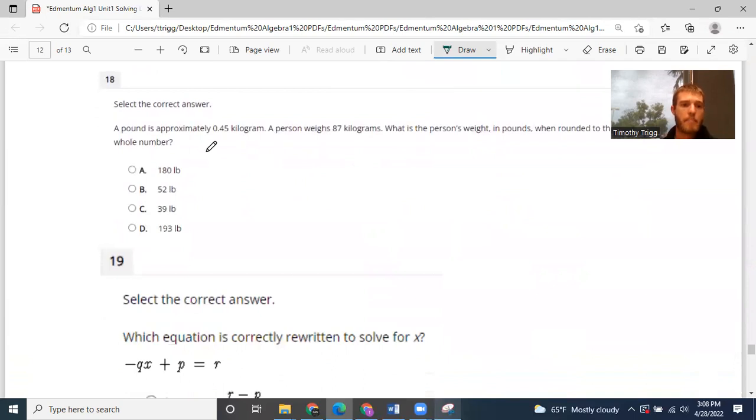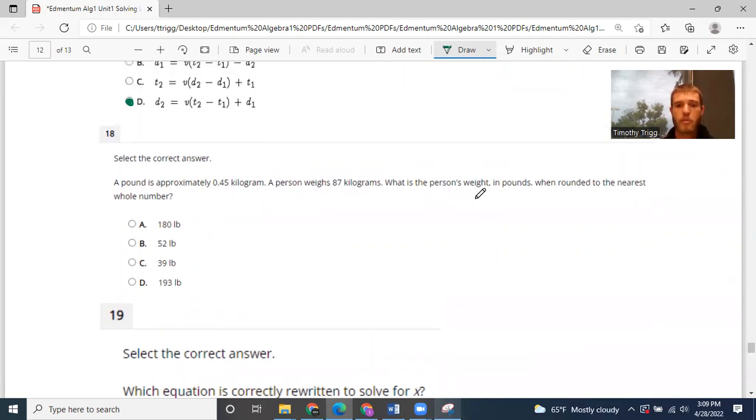Okay. A pound is approximately 0.45 kilograms. A person weighs 87 kilograms. What is the person's weight in pounds when rounded to the nearest whole number? So you take their weight in kilograms and you divide by this 0.45, and that'll tell you their weight in pounds. Okay, round to the nearest whole number.